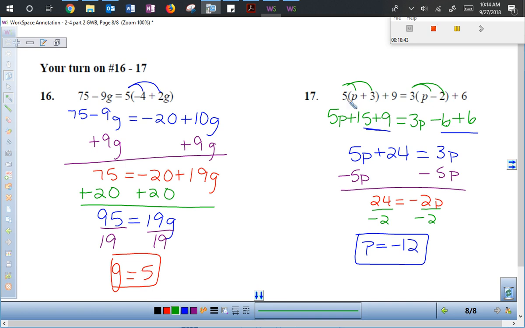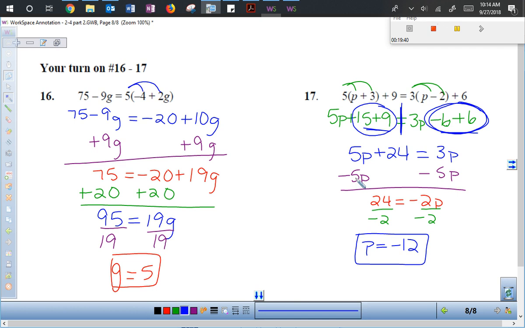On 17, I needed to distribute on both sides, so I should get 5p plus 15 plus 9 equals 3p minus 6 plus 6. Then I can combine like terms on my left side here because I see that I have a 15 and a 9 on the same side, and so that condenses down to 5p plus 24. And on the right side I have a negative 6 and a positive 6, which cancel out and leaves me with 3p.